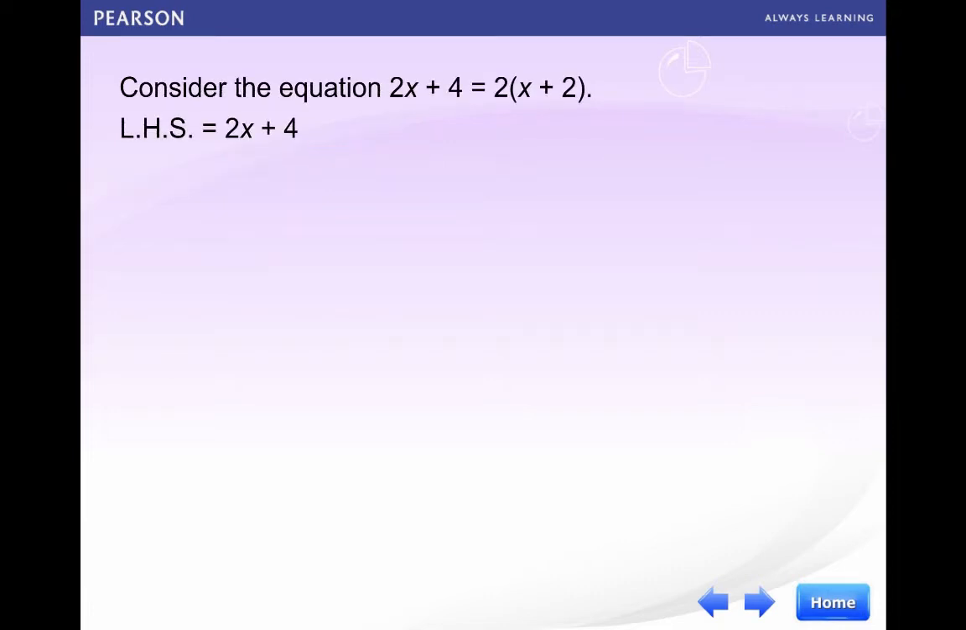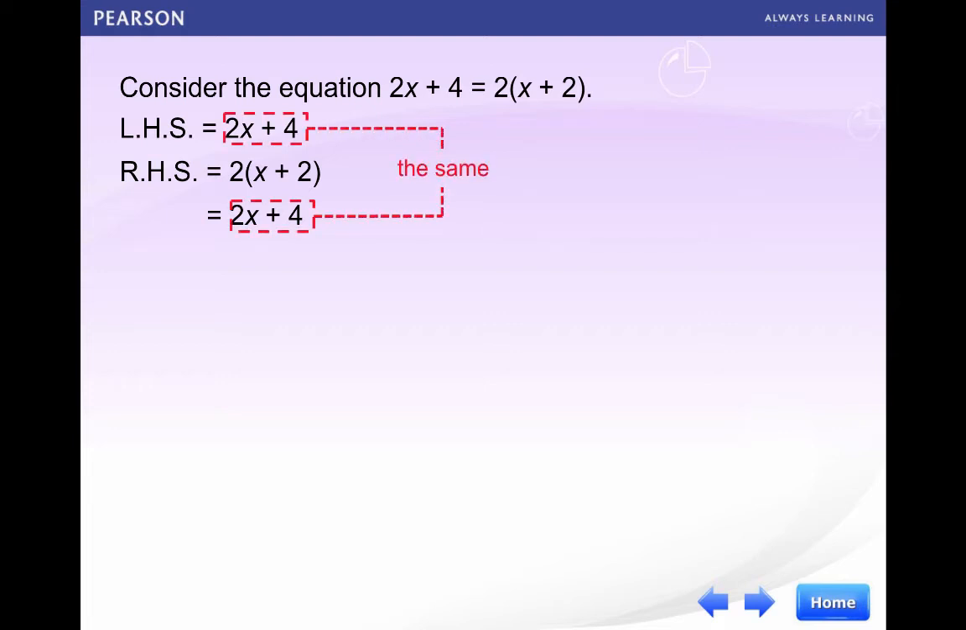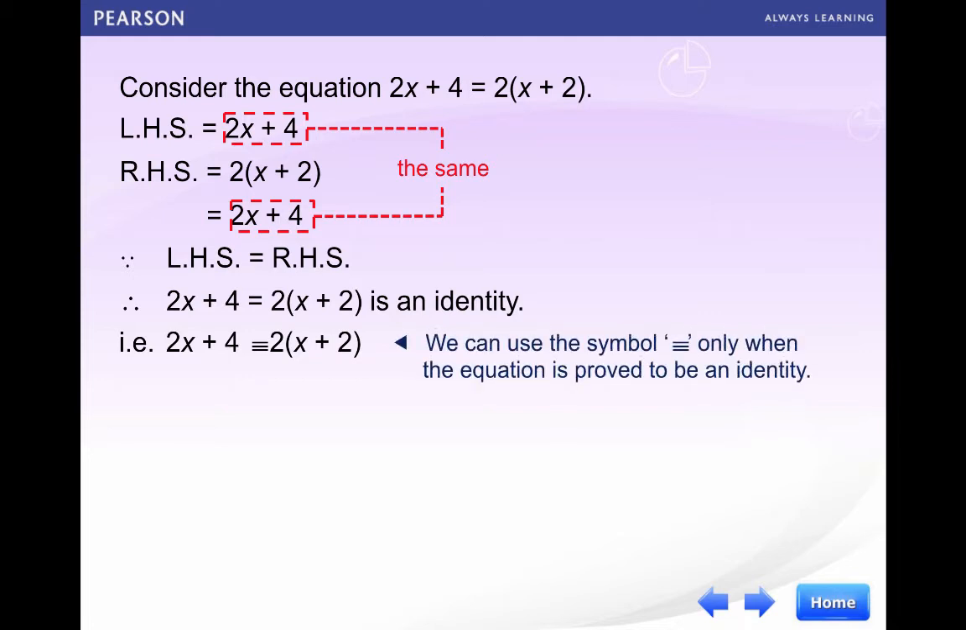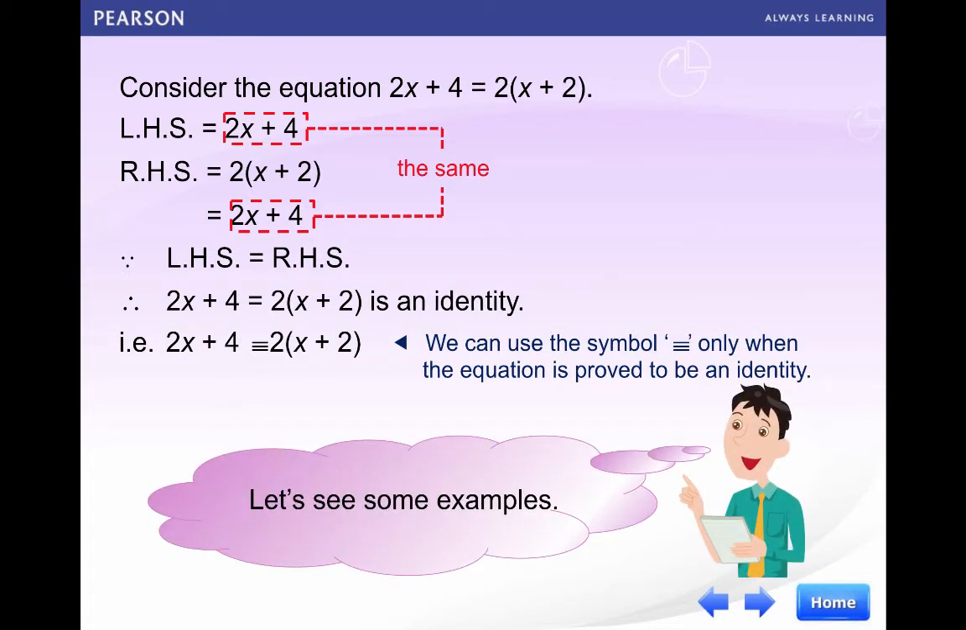How about this? Left hand side, it will be like this. Right hand side, we expand it to get 2x plus 4 and these two are the same. So because left hand side equals right hand side, this one is an identity. That means 2x plus 4 is identical to 2 times the sum of x plus 2. We can use this symbol for identity.